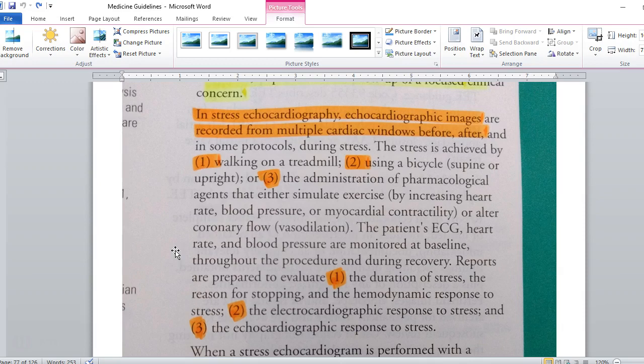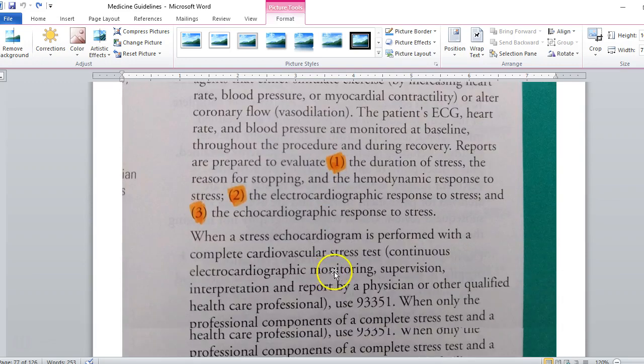Now, it goes on to tell us the patient's ECG, heart rate, and blood pressure are monitored at baseline, through the procedure, and during recovery. So what this means is do not code for an ECG, okay? This is included as part of the larger procedure. Now, it goes on to tell us reports are prepared to evaluate the duration of stress, the reason for stopping, the hemodynamic response to stress, and the echocardiographic response to stress. So again, what are we looking for? We're looking for how long the stress went on, why we had to stop, what happened afterwards.